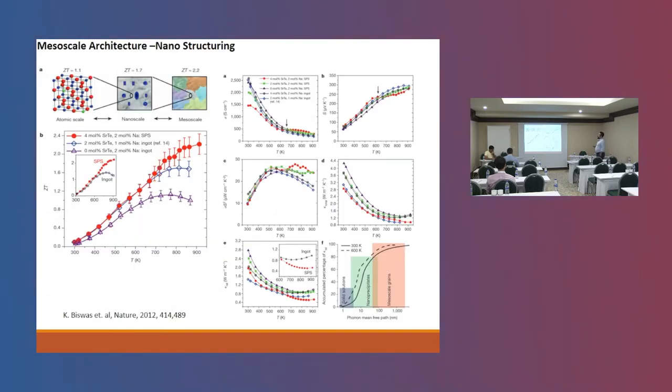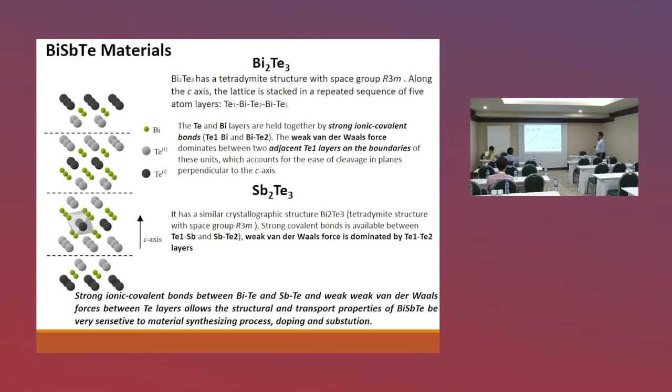The other concept is mesoscale architecture nanostructure, in which we can make nanophases with different sizes in the structure. In this case we can actually scatter more phonons than we expected, because different sizes of the phases can scatter different wavelengths of phonons, like long wave and mid wave phonons. That's why we can reduce thermal conductivity much more than with just nanostructuring.